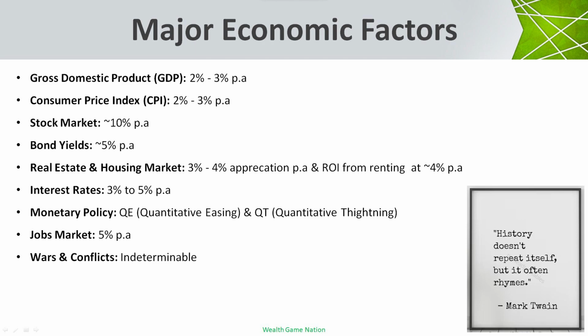Next up, real estate. Historically, the long-term average annual appreciation rate for residential real estate in the United States has been around 3 to 4%. However, this can vary widely depending on the specific city or region. Then there's also the ROI from rent, which is around 4% per year.